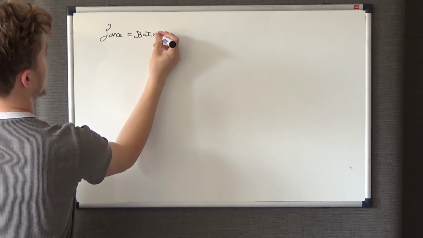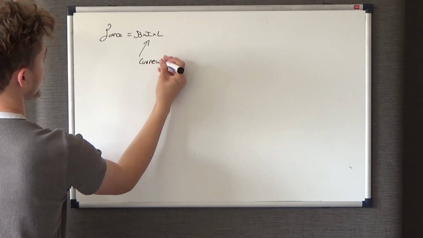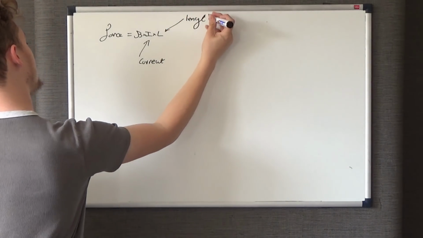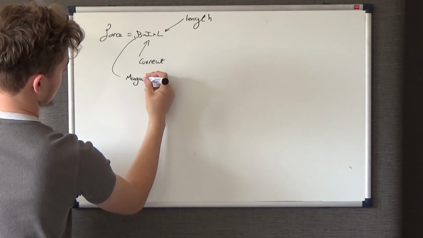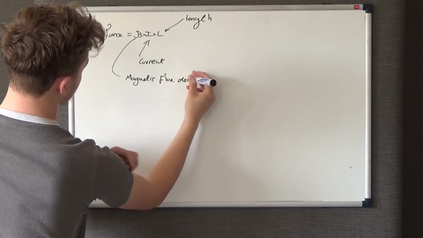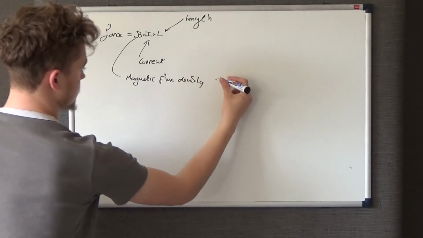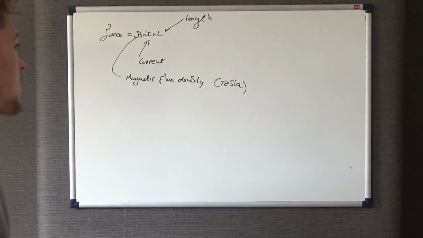BIL. I, obviously you know, is the current. L is the length. But B is this magnetic flux density. Now, there's no specific definition for that, apart from the fact, obviously, it's measured in Tesla, and really it just comes from the rearranging of that equation.